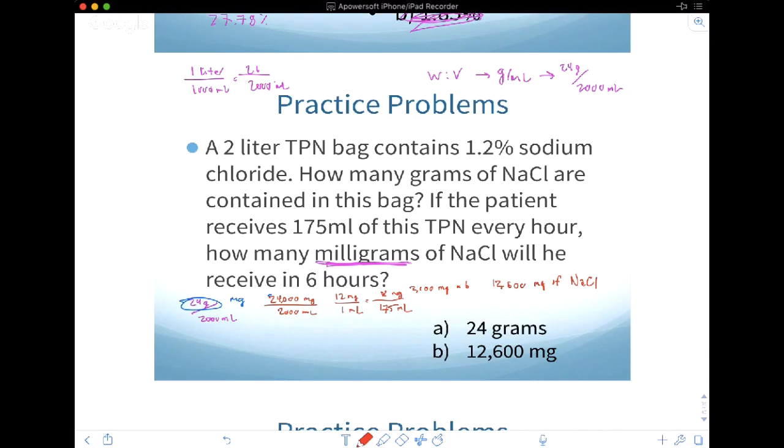Now let's go ahead and convert that back to grams. If we convert that back to grams, we're going to have 12.6 grams. I know that's not what the question's asking, but I just wanted you to practice with conversions. So that will be good.